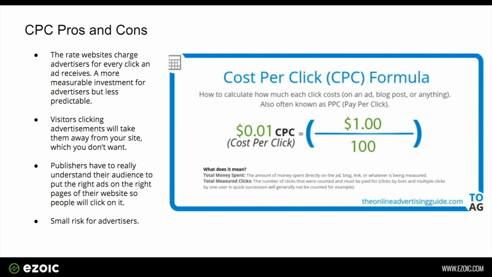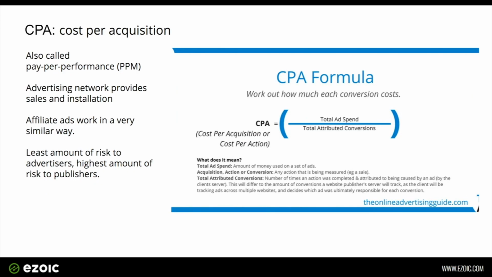And this is a little risk for advertisers because basically someone has to click on the ad. It's a bigger risk for publishers because you have to really know your visitors and expect them to click on that ad in order to receive anything from them. CPA is cost per acquisition. This is probably the worst one for publishers. It's also called pay per performance, PPM. The advertising network provides sales and installation. It's kind of similar to affiliate ads, although that's a link to a product. And it's the least amount of risk to advertisers, but is the highest amount of risk to publishers.